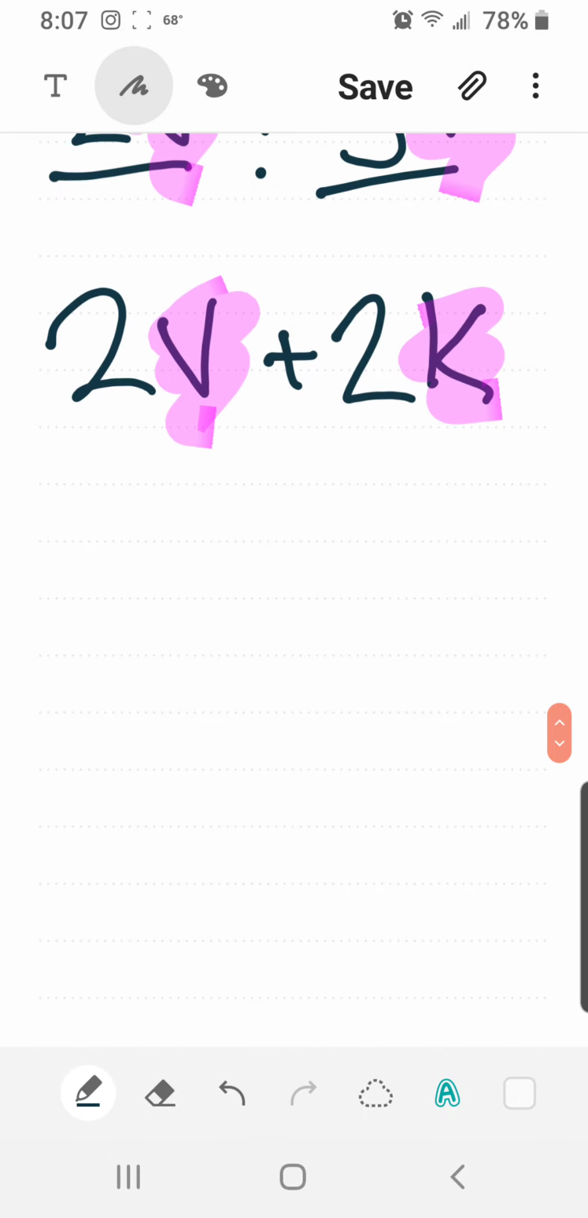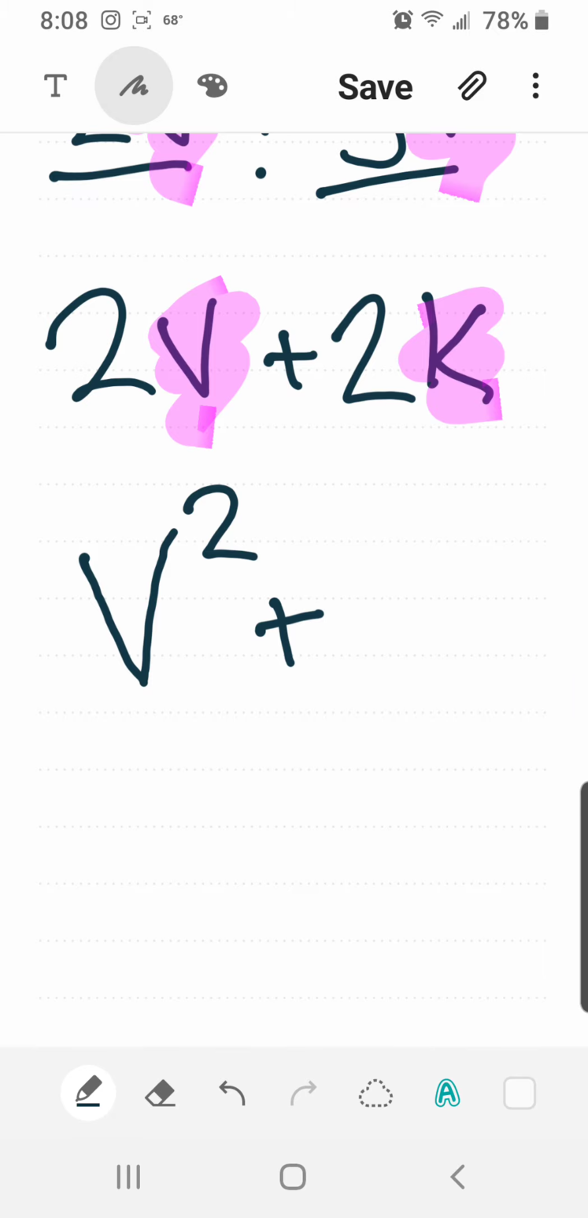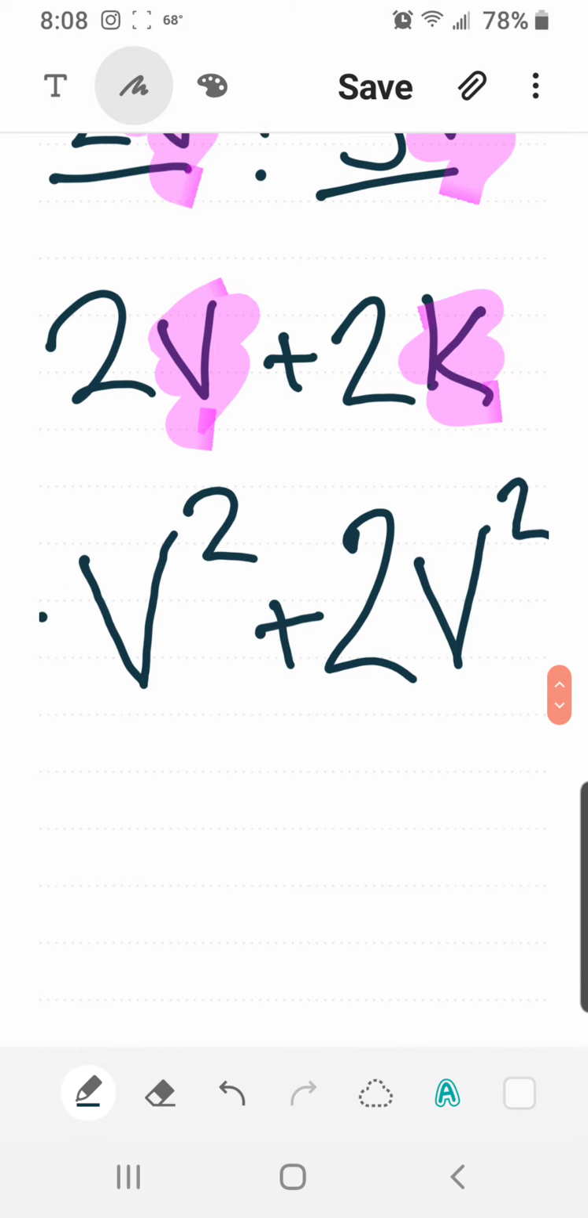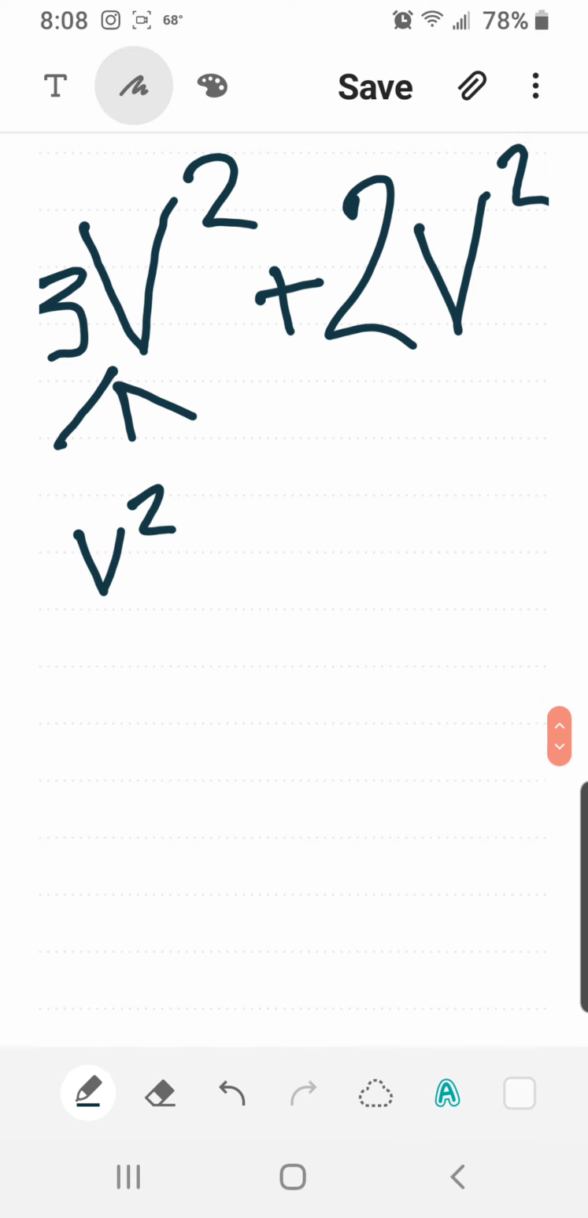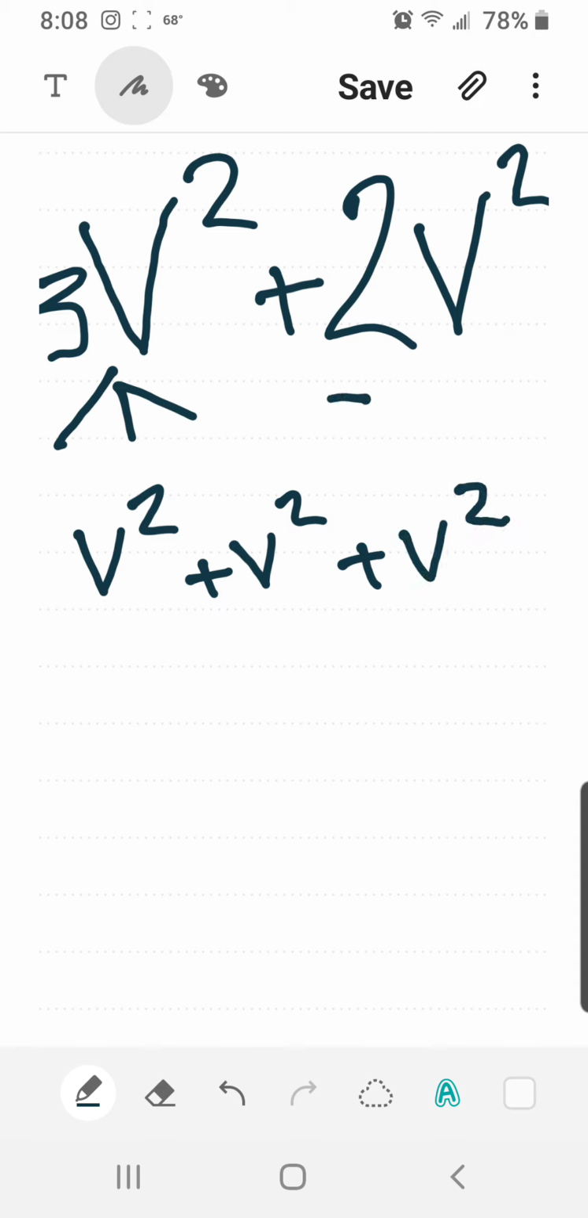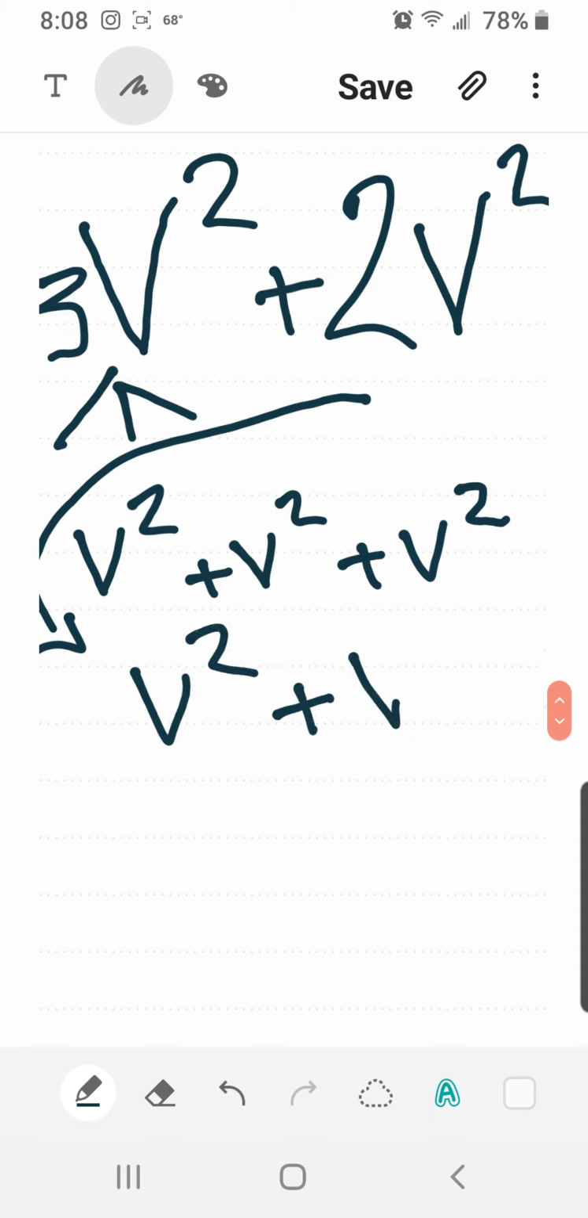Okay, well, whatever. So, let's talk about variables. If I have two terms with the same variable, let me put 3 this time. If I have two terms with the same variable, I can combine them. Because what I have here, essentially, 3v squared, that's the same as v squared plus v squared plus v squared. Okay, 2v squared, that's the same as v squared plus v squared.